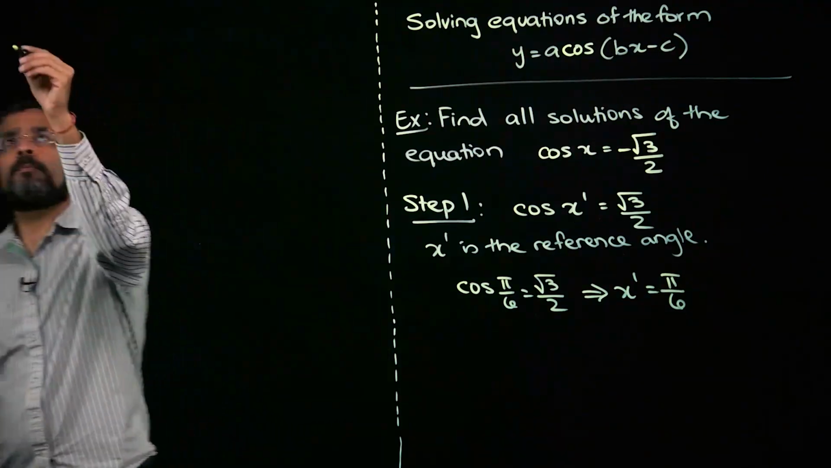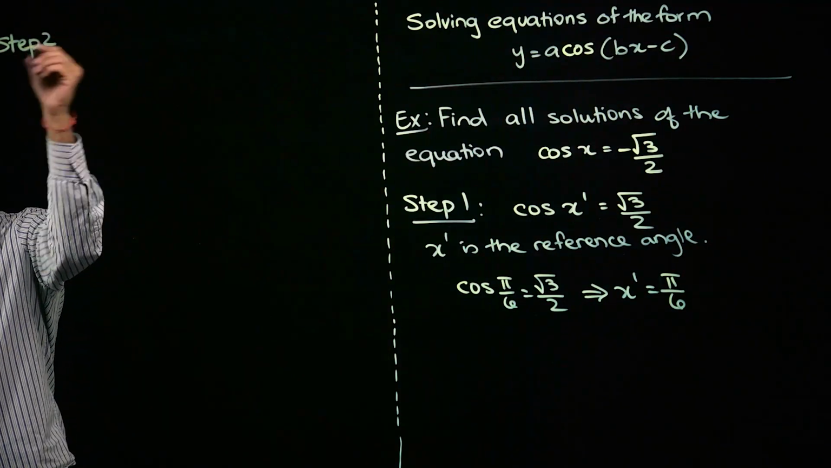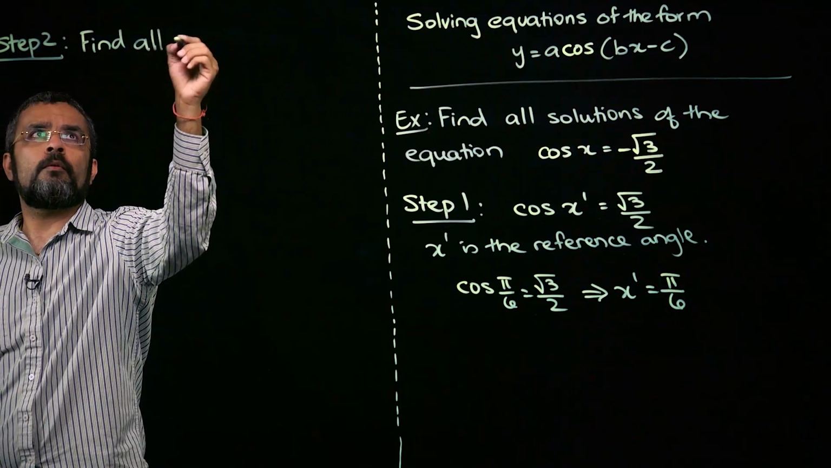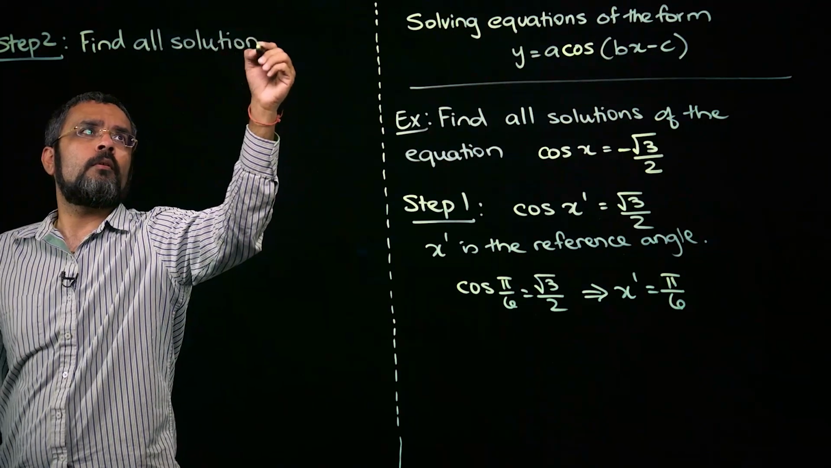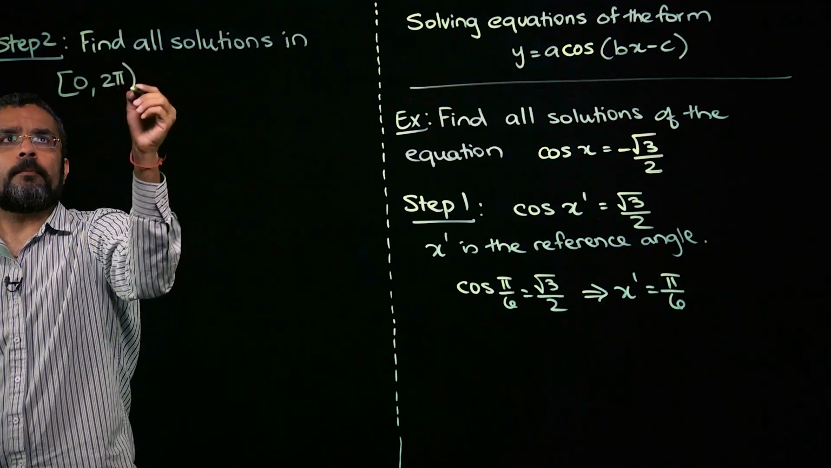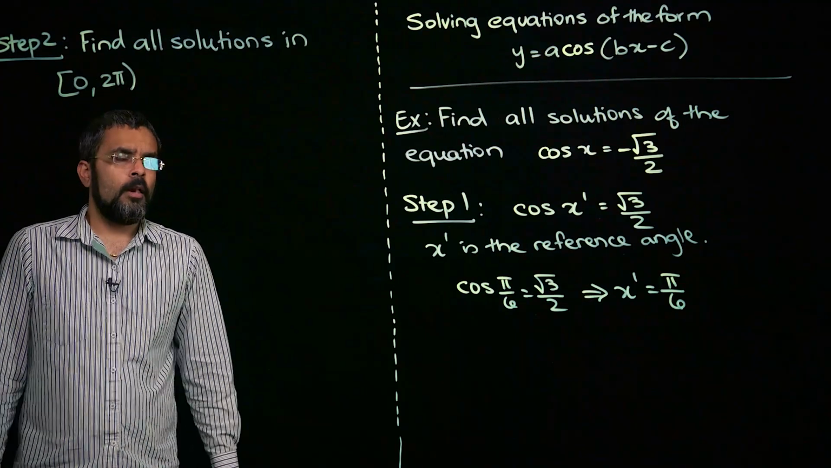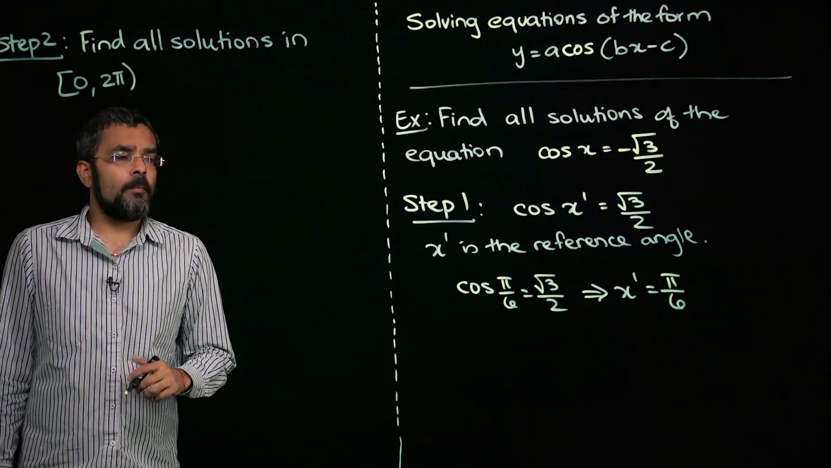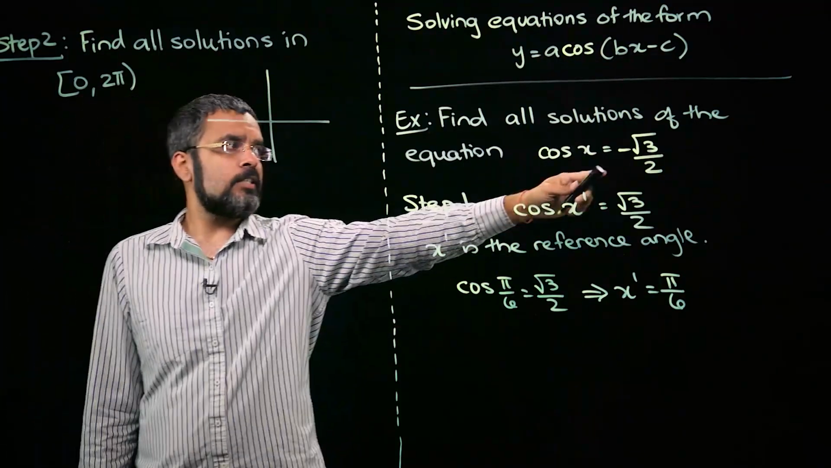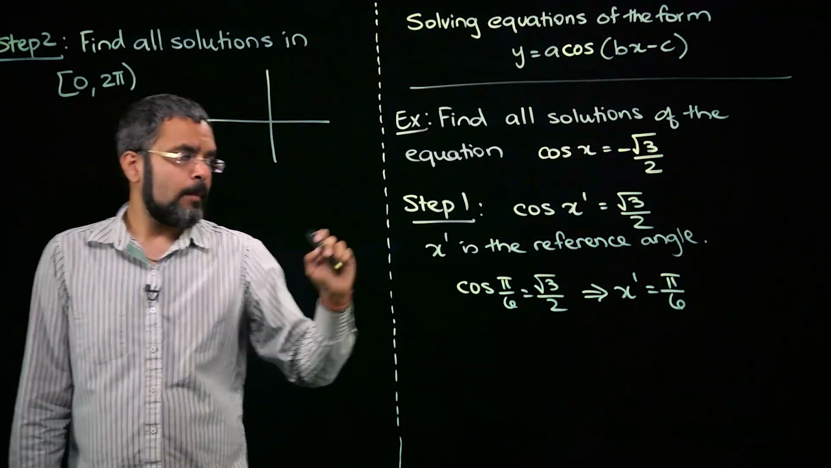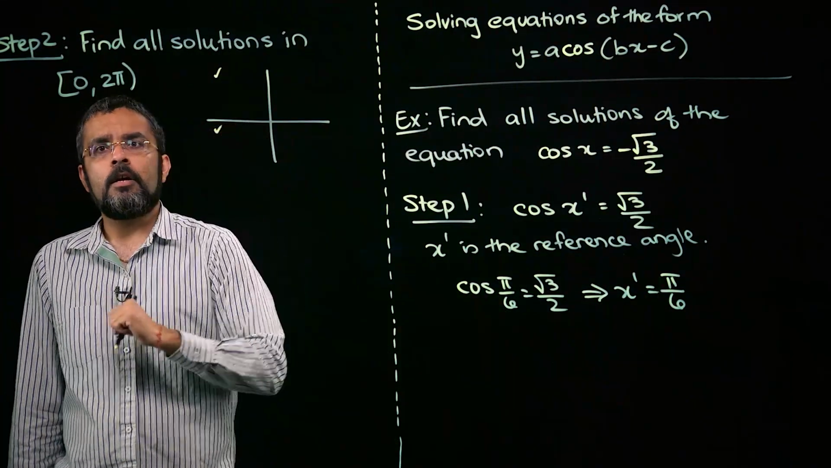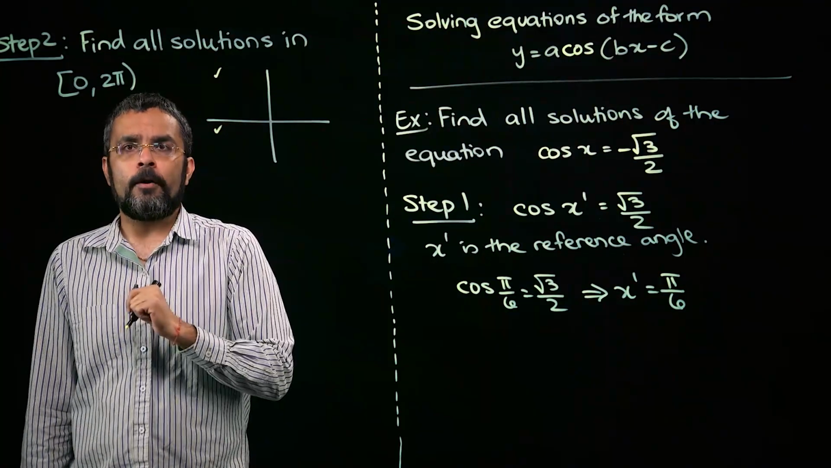Now, step 2: I'm going to find all solutions in one revolution, which is from 0 to 2 pi. Think again about what I want here. I want cosine to be negative root 3 over 2, and my reference angle is pi over 6. So where is cosine negative? Well, cosine is negative here and here, so in quadrant 2 and quadrant 3.